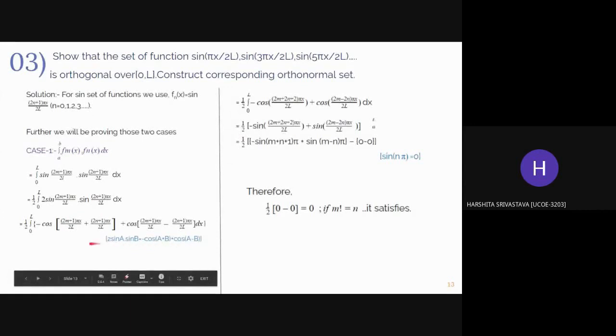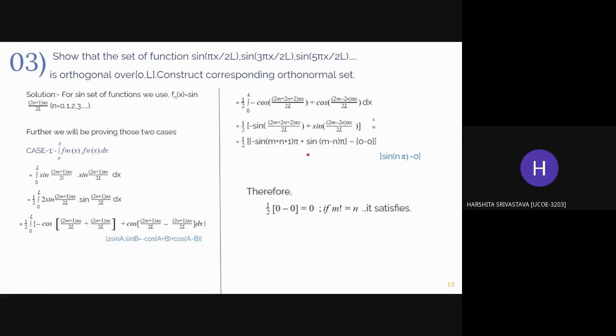Now, further solving that particular expression, what we get is 1 by 2 integral from 0 to L of minus cos (2m plus 1) pi x upon 2L plus (2n plus 1) pi x upon 2L, plus cos (2m plus 1) pi x upon 2L minus (2n plus 1) pi x upon 2L, dx. Now, on the right hand side, we get 1 by 2 integral from 0 to L of minus cos (2m plus 2n plus 2) pi x upon 2L plus cos (2m minus 2n) pi x upon 2L, dx.